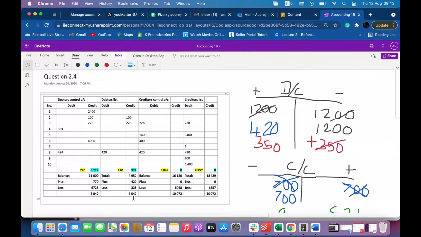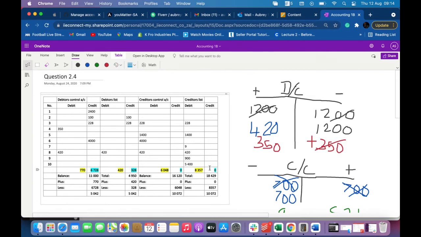Awesome stuff. Now you go to your creditors control account and you do the very same thing. You say, what was our previous balance? It was 16,120. We know that our credit side increases our balance, but there was nothing there, so we put a 0. We know that our debit side decreases our creditors control, 6,048. So minus that from the 16,120 that we had, and we arrive at the 10,072. That's the new balance that we have after amendments.